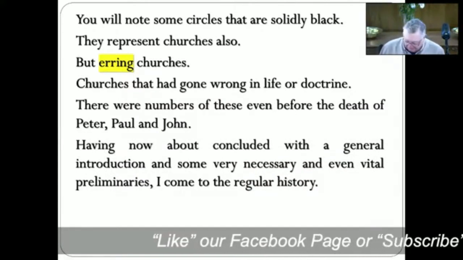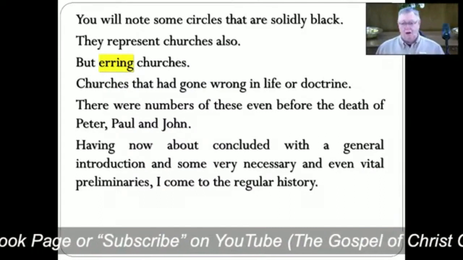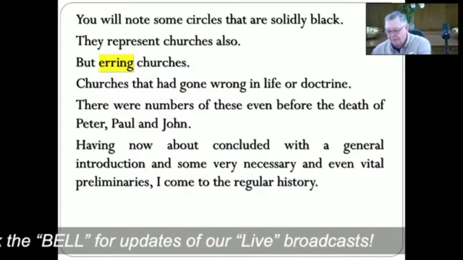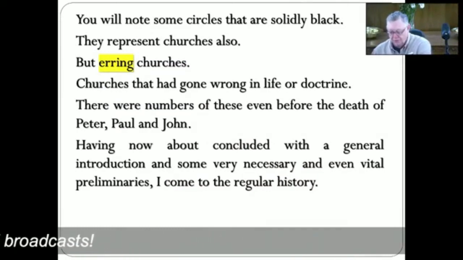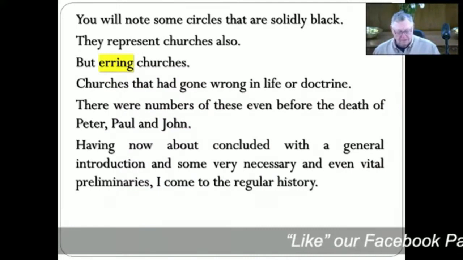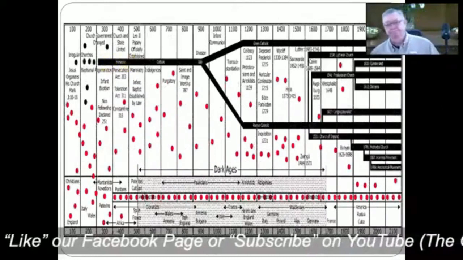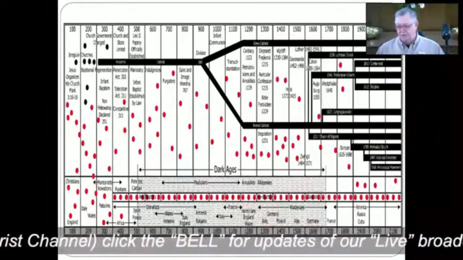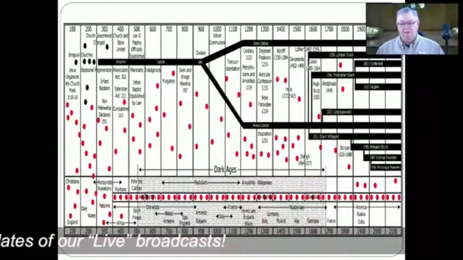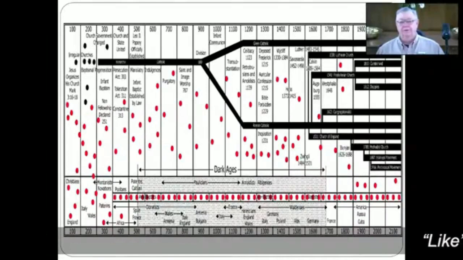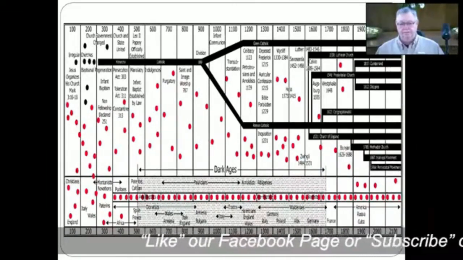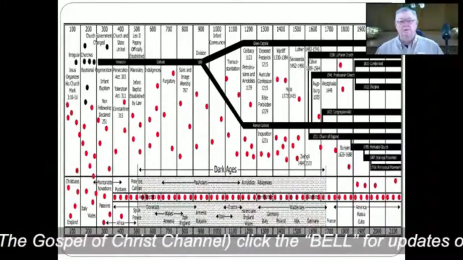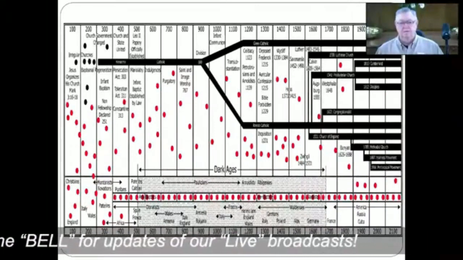Now, having about concluded with a general introduction and some very necessary and even vital preliminaries, Dr. Carroll says, I come to the regular history. This is the first period. Well, there's a chart. And now I think that's the one that you're looking at there, Katie. It vaguely resembles the chart that we have posted, but it does note the dark ages a little bit clearer. But the irregular churches or erring churches are not represented.